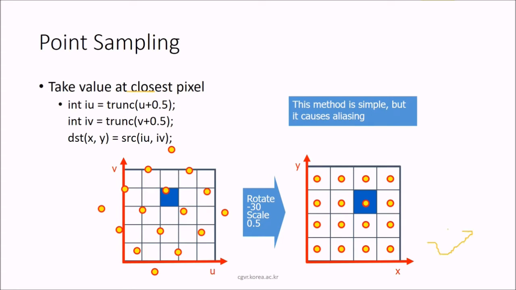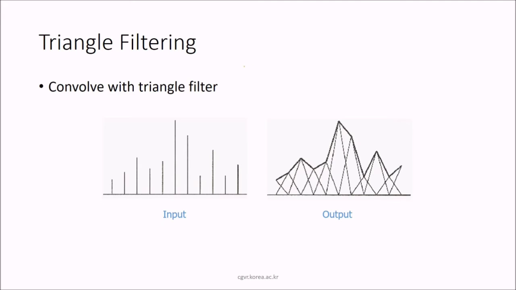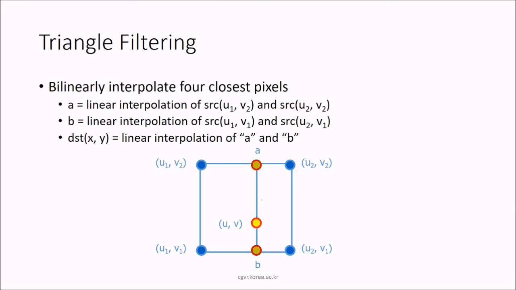This method causes aliasing also, the jaggering effect. We use the truncate function, trunc, and then we add 0.5 to the original values, and we can just rotate and scale. This is a scaling function. 0.5 we have added. In this way we can do point by point scaling, and we convolve with a triangle filter. Then we call it triangle filtering. The output is something like this for this input.